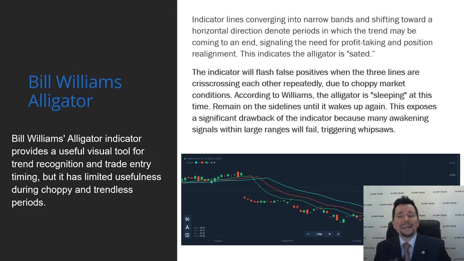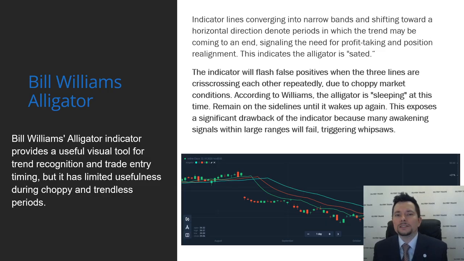The indicator can sometimes give you false positives when the lines are crisscrossing with each other repeatedly. What should you know during this period? You guys can barely see it there, but the lines down here in the graph, they are coming closer and closer together and then intertwining like this. That means that there's choppy market conditions.